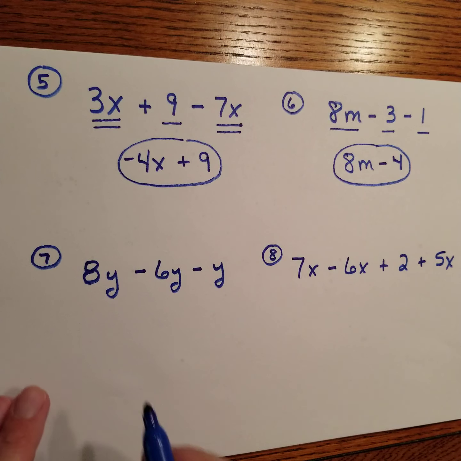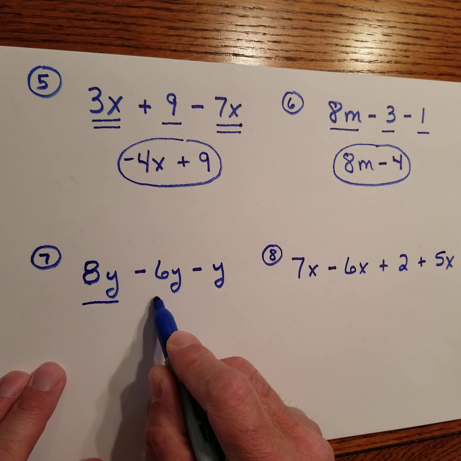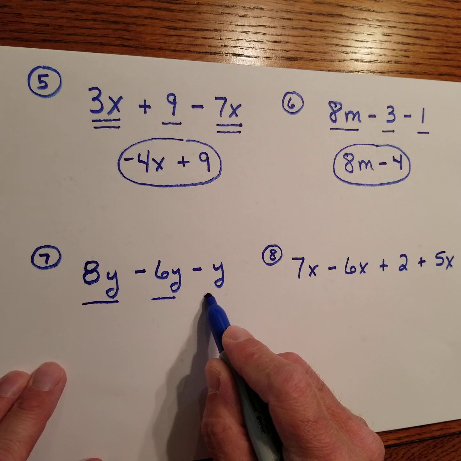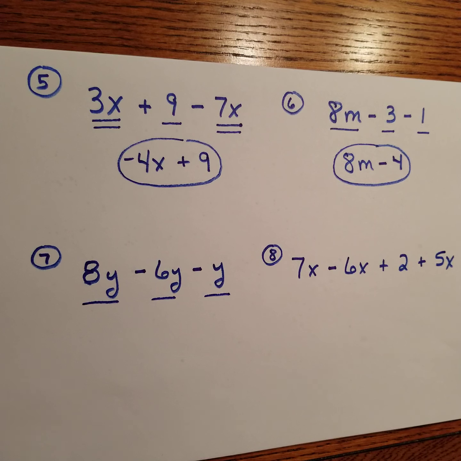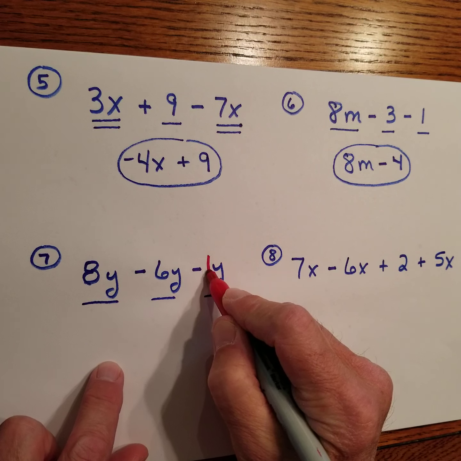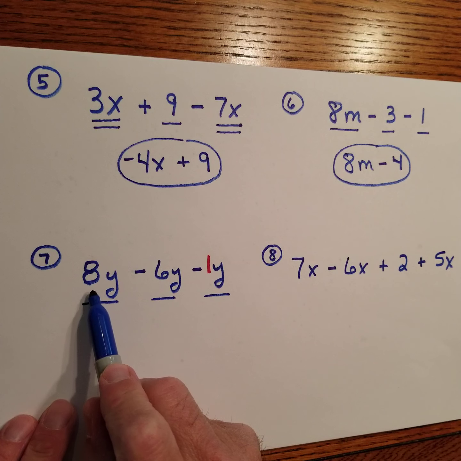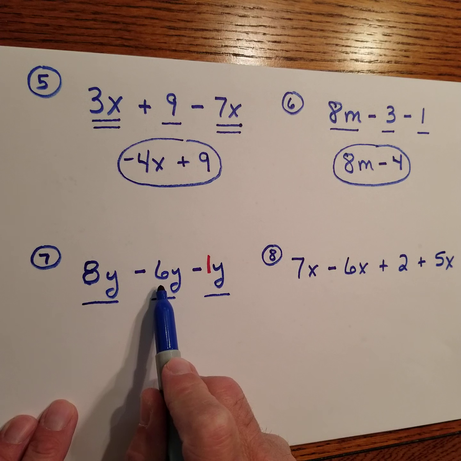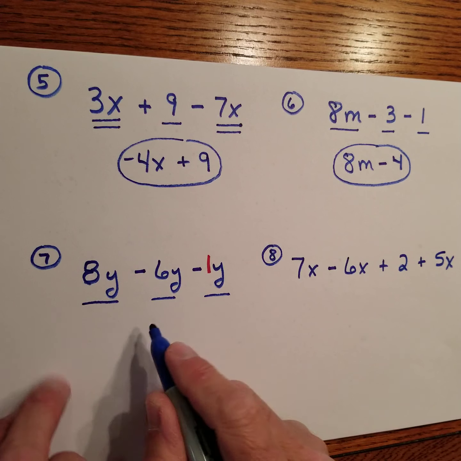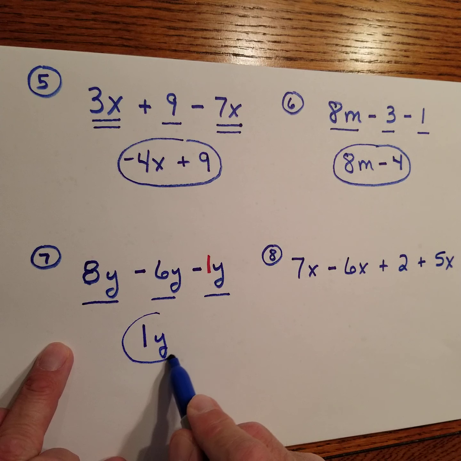In number 7, I again have 3 terms. This one has a y, this one has a y, this one has a y. So they're all like terms. When I have a term with no number in front of it, I'll think of that as a 1. Let's go left to right. 8 minus 6 is 2, minus 1 is 1. That's 1y. Got it.